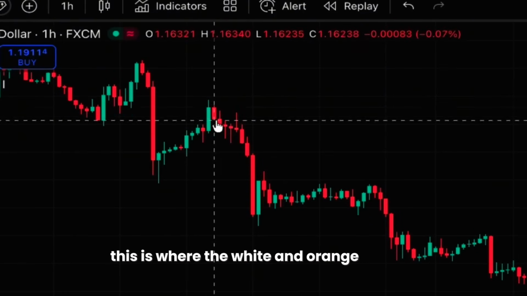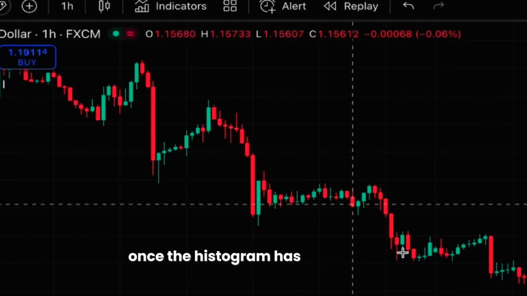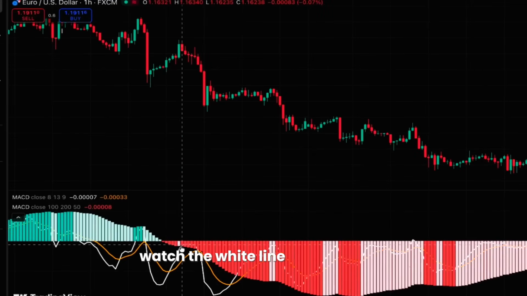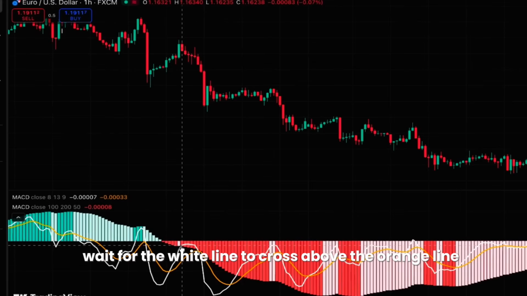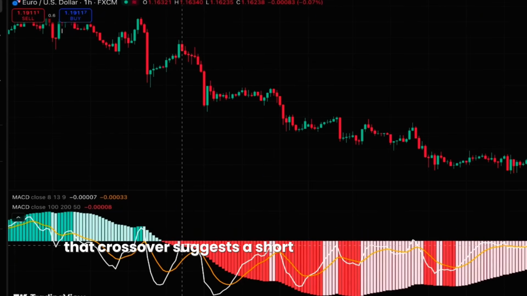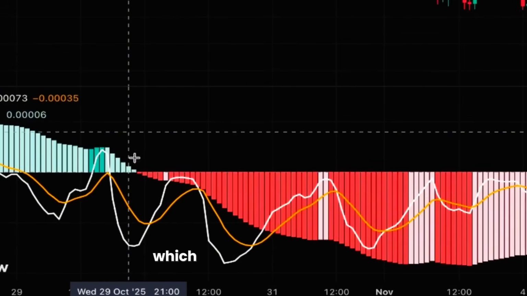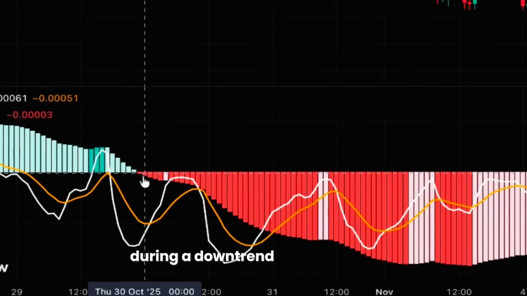This is where the white and orange lines help. Once the histogram has flipped bearish, watch the white line and orange line. Wait for the white line to cross above the orange line. That crossover suggests a short-term bullish momentum pop, which often matches a pullback during a downtrend shift.